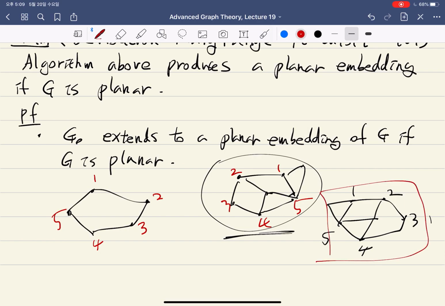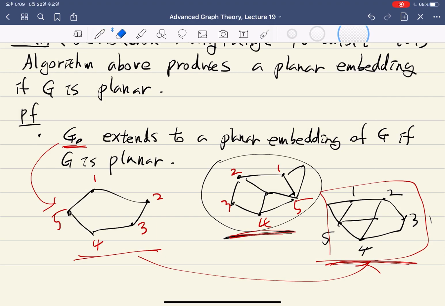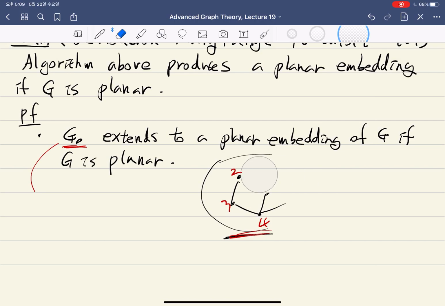So if we embed this G0 in an arbitrary way, then this extends to here. So this always extends to one of these two. So we know that an arbitrary embedding of G0 always extends to a planar embedding of the entire graph G.